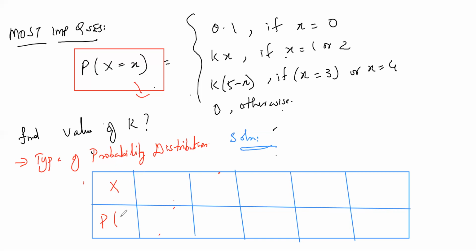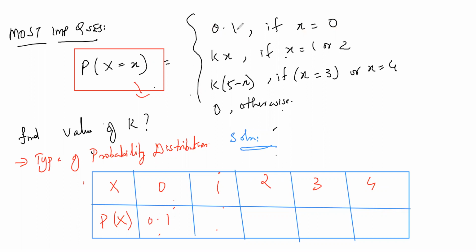This is my p of x. 0, 1, 2, 3, 4. So if x is equal to 0, what is my value? 0.1. This is my 0, okay, 0.1. So just substitute 0.1.